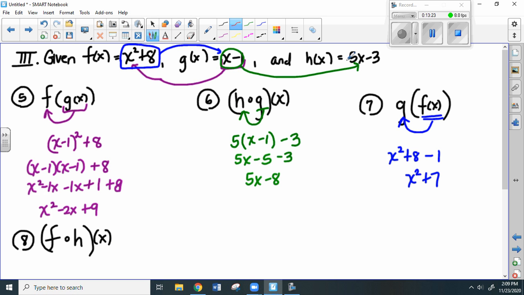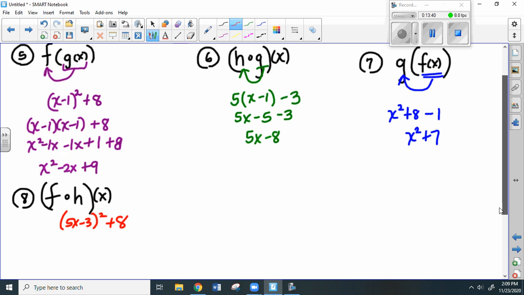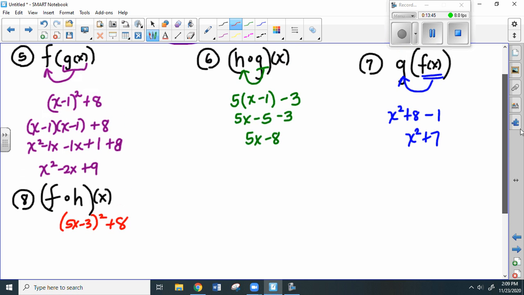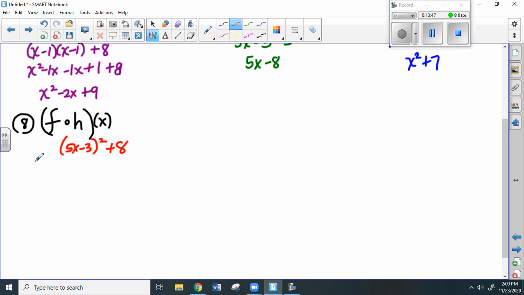So that means I'm going to take H, I'm going to bring it all the way over here to F and put it in place of X. But the X is squared and there's a plus 8 afterwards. All right, well, that's kind of like number 5 where we have something squared, so we're going to have to write it twice and FOIL it out, and then of course we can't forget our plus 8.